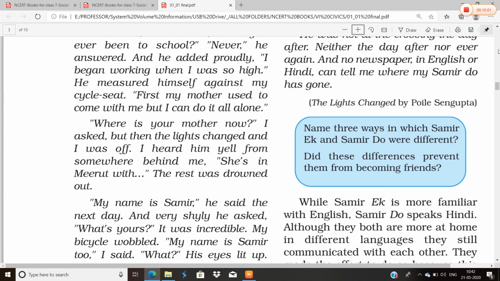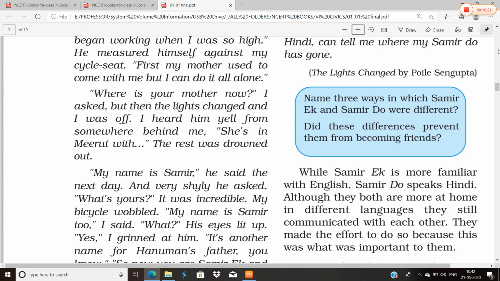Then again the light changed and I was off. I heard him yell from somewhere behind me, "She is in Meerut!" With family and all that. The rest was drawn out. As I was moving away from him, he couldn't hear all the words. So in this way, the next day they again came back to the same place.